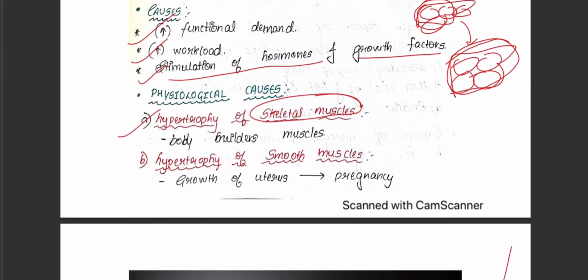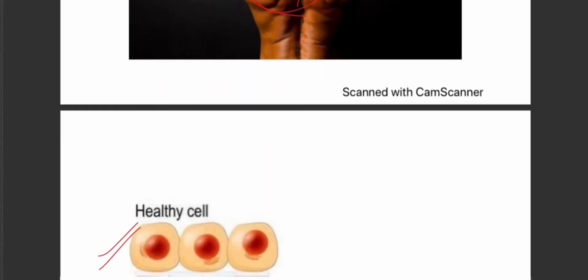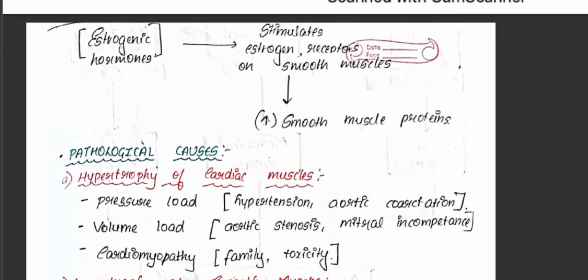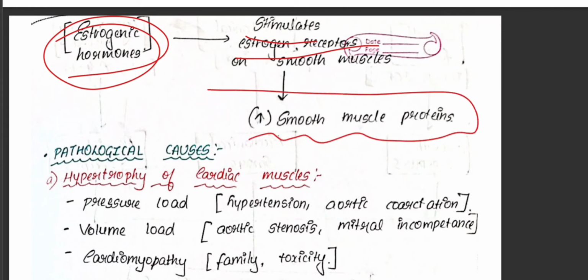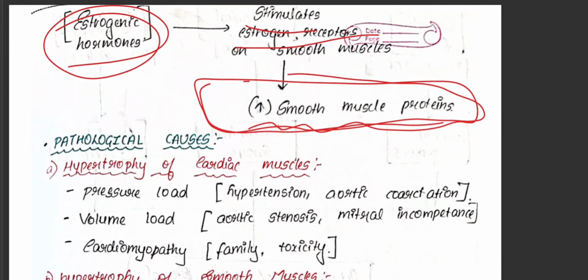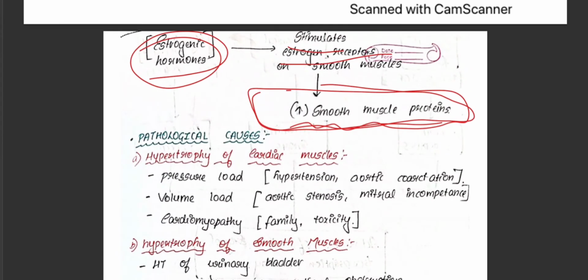Moving on to the second example, that is hypertrophy of the smooth muscles, which you can mainly see during pregnancy. There is growth of the uterus due to the development of the fetus in the uterus. So why does this occur? It mainly occurs due to estrogenic hormones, the hormones which stimulate the estrogen receptors on the smooth muscles. Therefore, there is an increase in smooth muscle protein production, which makes the size of the uterus increase. So these were the two important physiological causes.